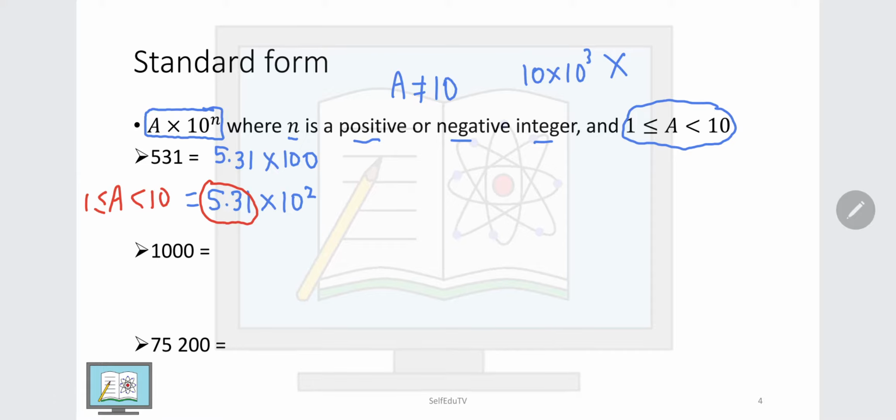How about the second one? I can rewrite it as 1 multiplied by 1000. So that is 1 multiplied by 10 to the power of 3.